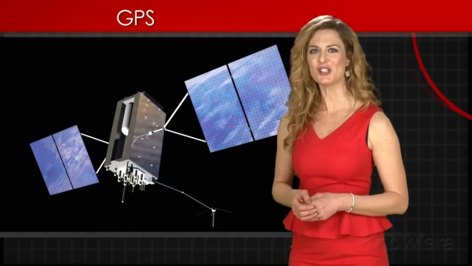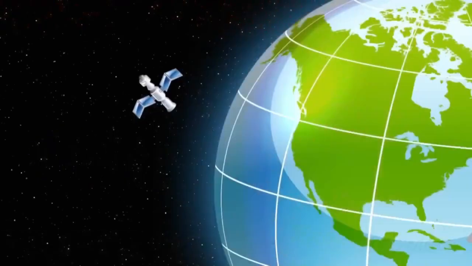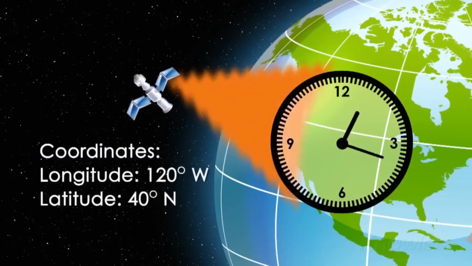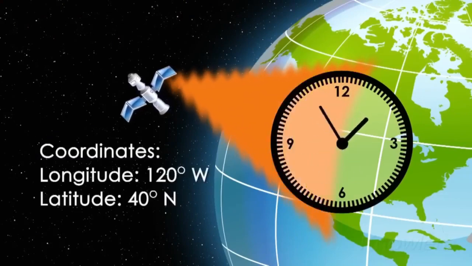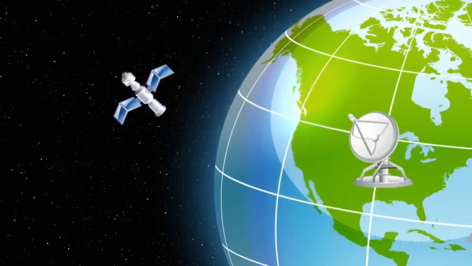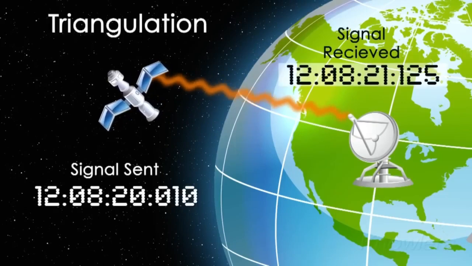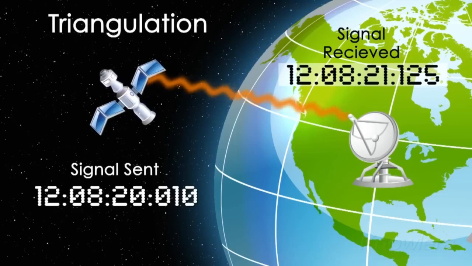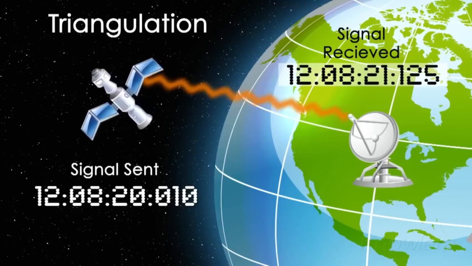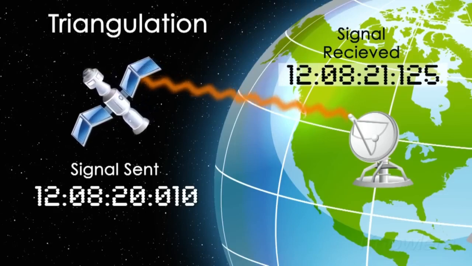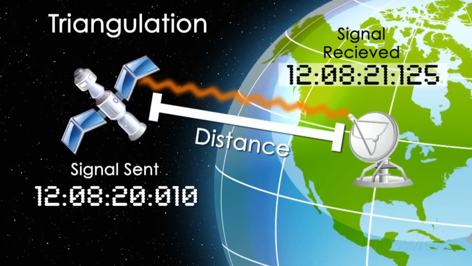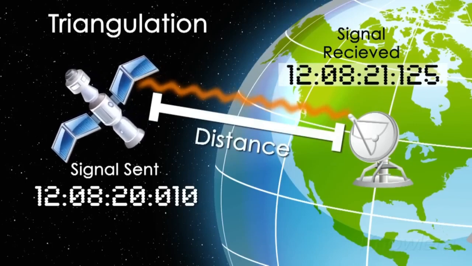GPS satellites continually emit signals that state two pieces of information. 1, the current time, and 2, where exactly above the Earth the satellite is at that time. GPS receivers use this information to do a special calculation called triangulation. The receivers compare the time that the signal was sent from the satellite with the time that the signal was received. The difference in time indicates the distance between the receiver and the satellite.